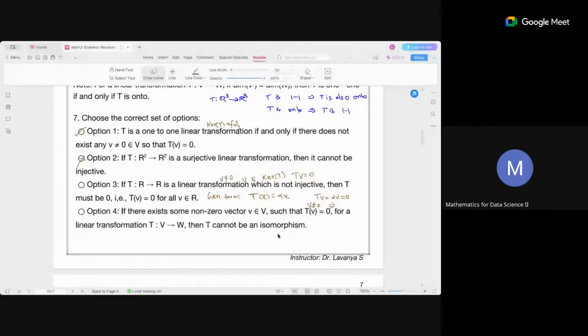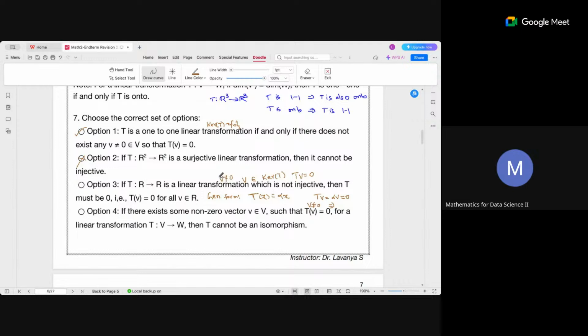Till which part were you able to hear me? T of X equal to alpha X, ma'am. Okay, so let's start with option number 3. You have T from R to R, a linear transformation which is not injective. Then T must be 0. Is this statement true? First of all, it is false. Given that T is not injective.